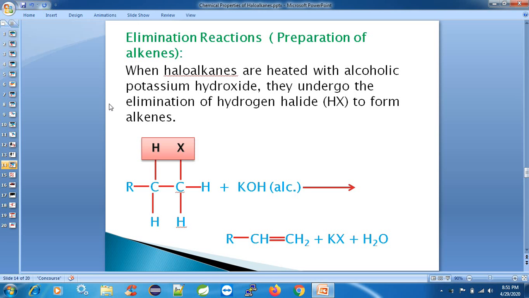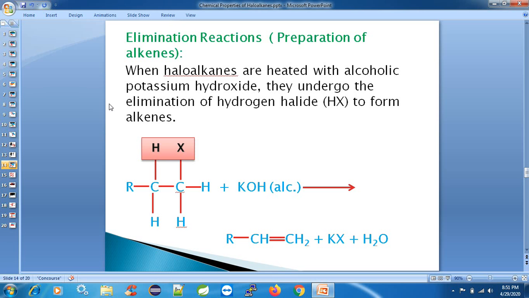In my previous session, I discussed the nucleophilic substitution reaction shown by alkyl halides or haloalkanes. Today, I am going to discuss elimination reactions shown by haloalkanes or alkyl halides. By elimination reaction, we can prepare alkene from haloalkanes or alkyl halides.